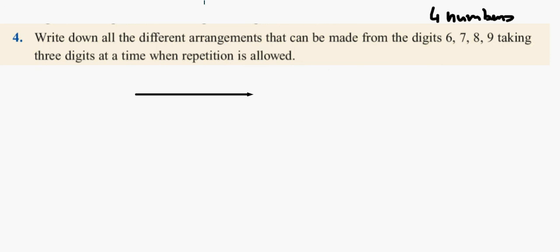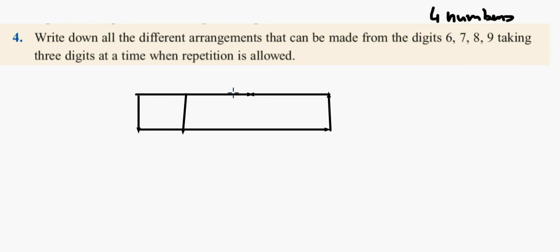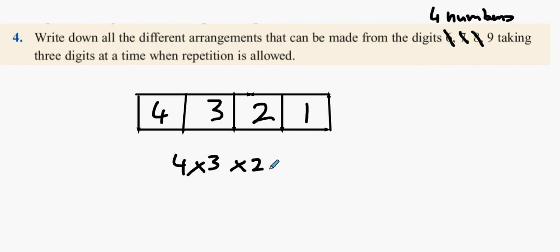4 numbers. You have to make different codes. You have a choice of 4 numbers to go in the first slot, 3 numbers to go in the second slot, 2 numbers for the third slot, 1 number for the last slot. 24 different combinations.